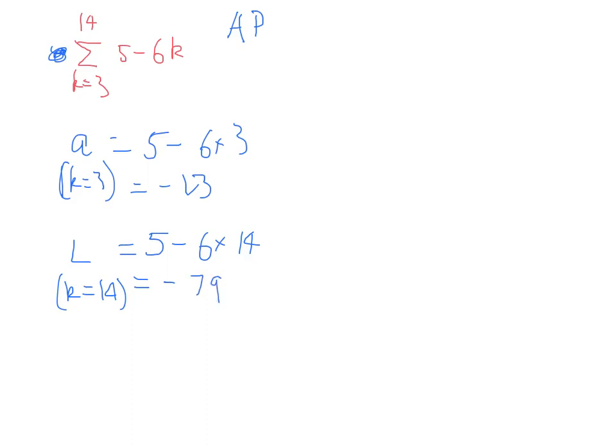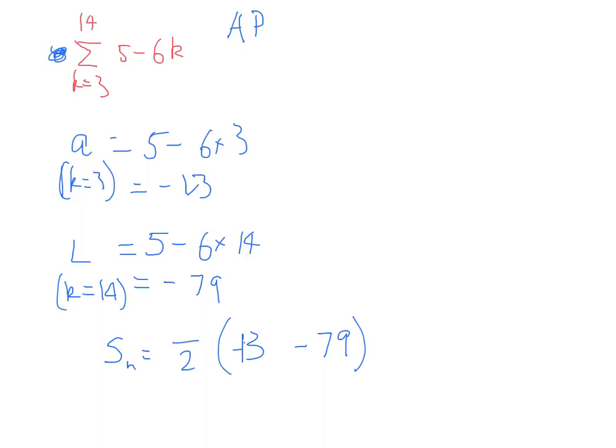Okay, now all we need to do now is perform our sum, which is n over 2. I'm going to leave that for a second. Minus 13 plus minus 79. That plus is redundant, so we'll get rid of that.